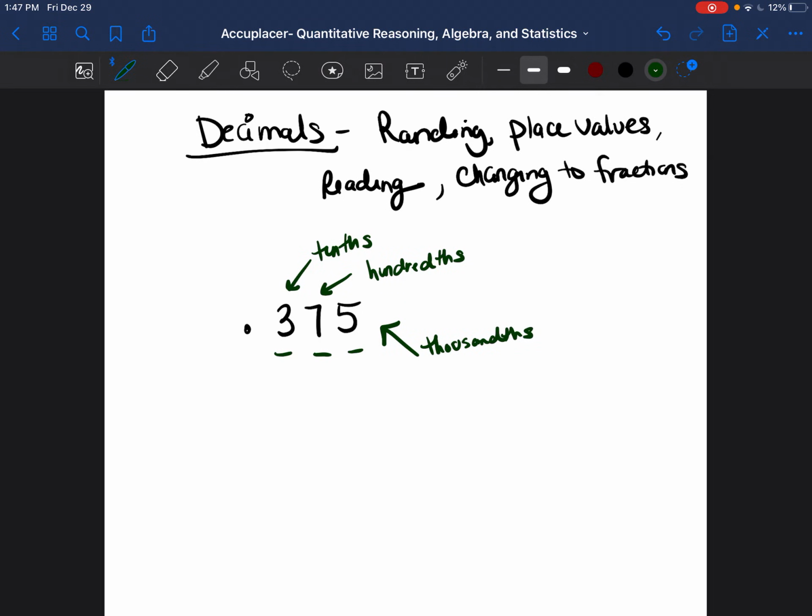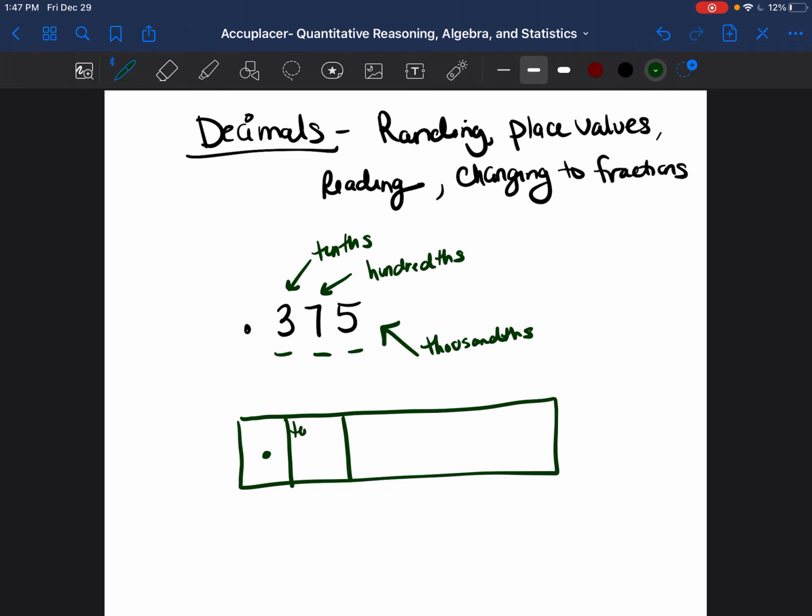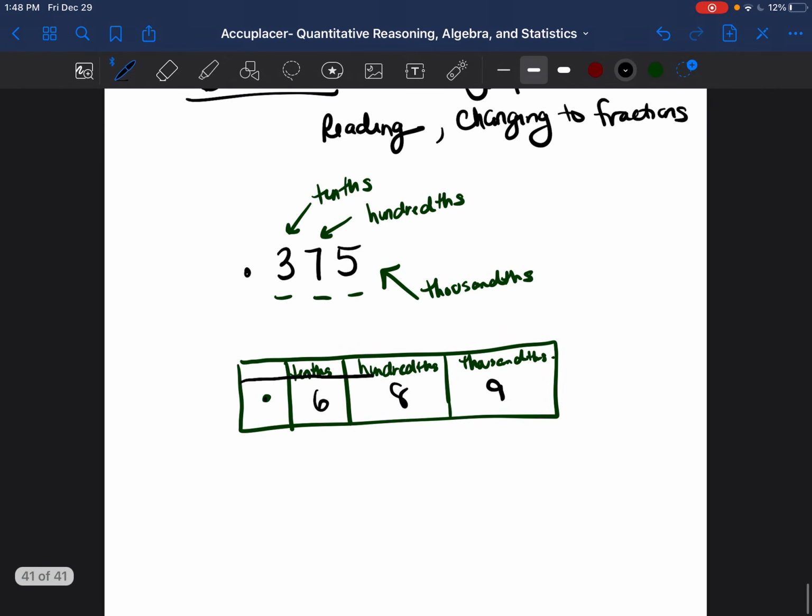Okay, so if you need a place value chart, it starts with the decimal point here. Then it goes to tenths. Then it goes to hundredths. Then it goes to thousandths. Okay? So if I were to put 689.689 into a place value chart, the 6 is in the tenths place, the 8 is in the hundredths place, and the 9 is in the thousandths place. Use a place value chart if you need help.